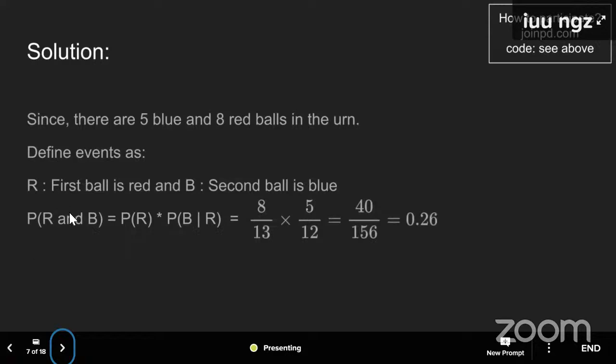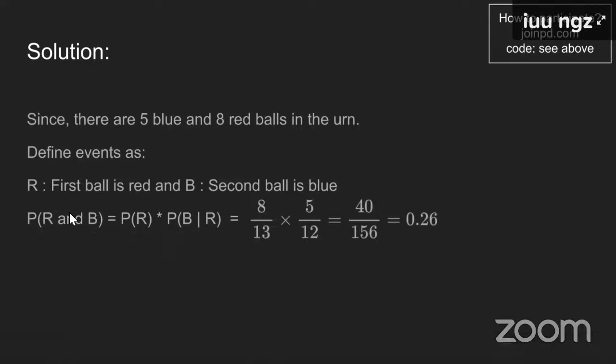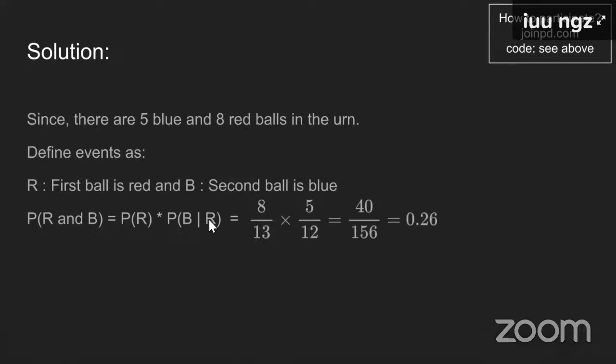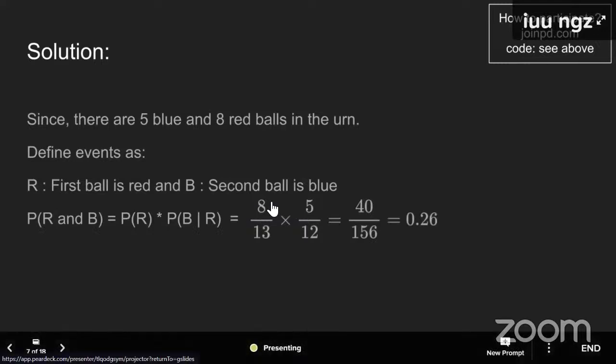And we know that this joint probability is given as the product of marginal times conditional. So the marginal probability of red is just 8/13. And since red has already occurred, what is the probability of observing the blue ball? So that will be 5/12. And hence the answer is 8/13 times 5/12, which gives us 0.26. So 0.26 is the right answer.